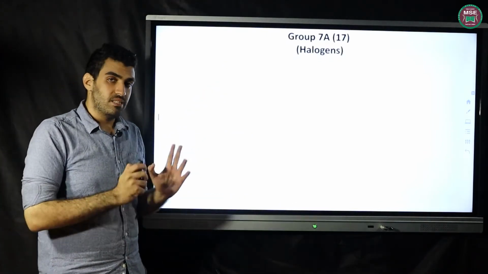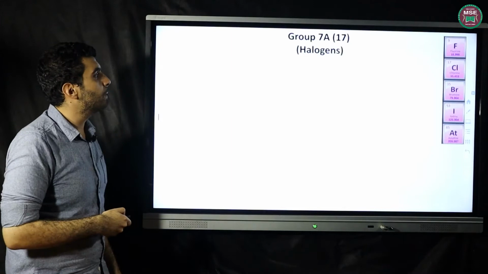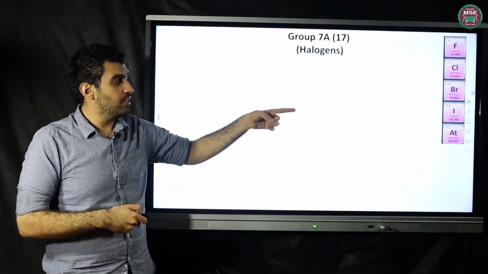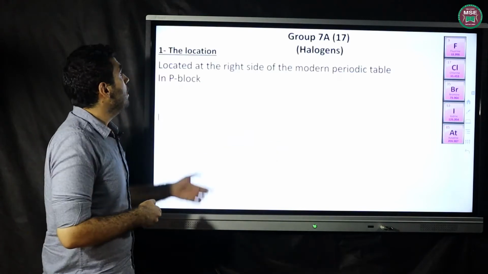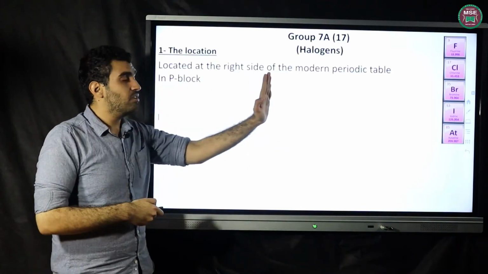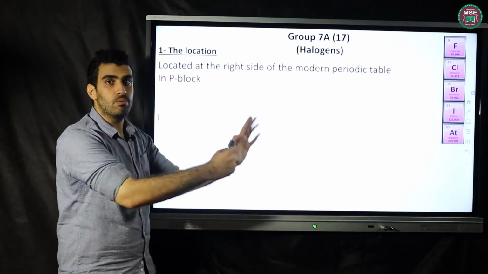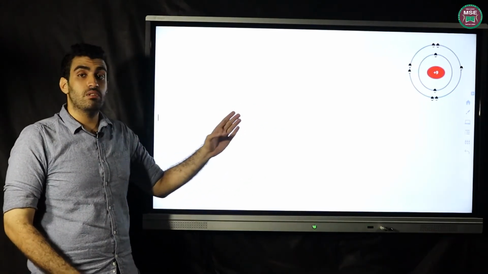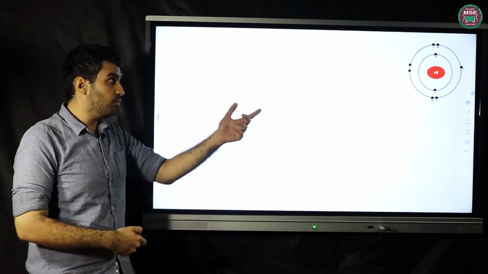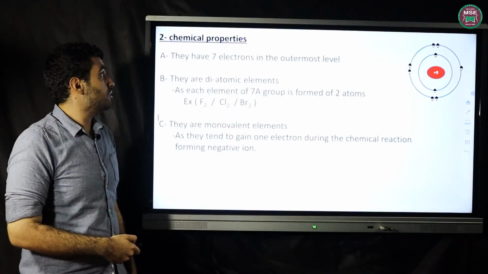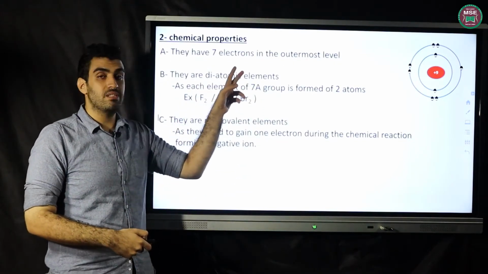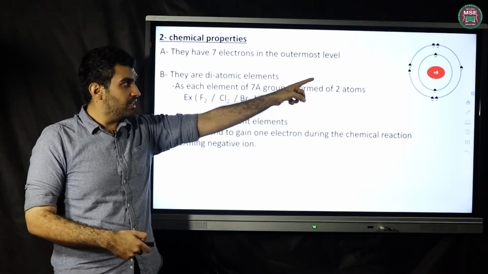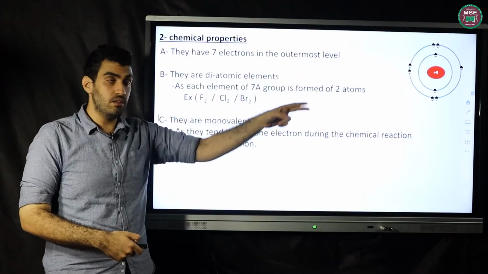Group 7A, the second group with us. 7A contains fluorine, chlorine, bromine, iodine, astatine. It's located at the right side just before the zero group. I have one of the halogens right here to start to study the chemical properties. Fluorine. Number 1, they have 7 electrons in the outermost level. The outermost level is L. How many electrons? 2, 4, 6, and 7.